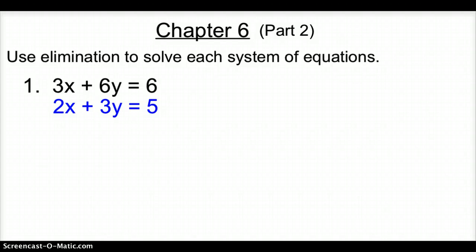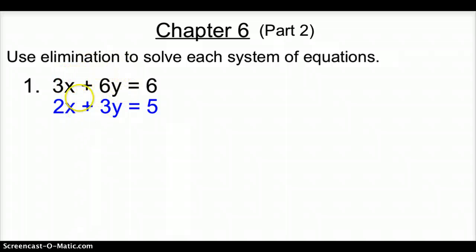Welcome back to Chapter 6, Part 2, as we continue with using elimination to solve systems of equations. But now it's going to get a little trickier, but not too bad. Now when we use elimination, we won't know which variables will line up the same.